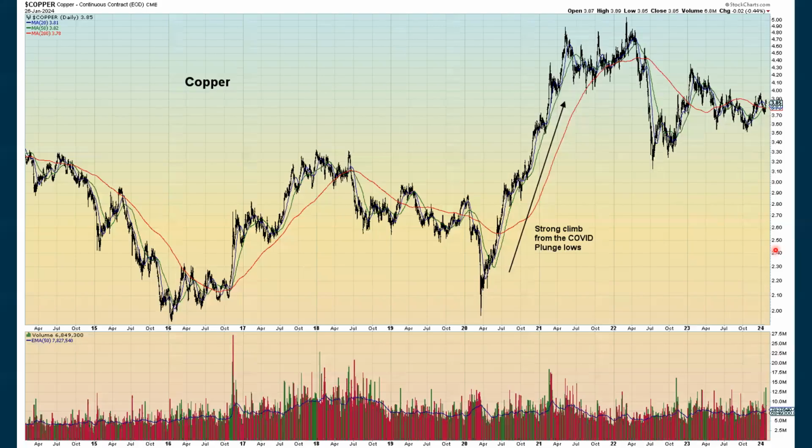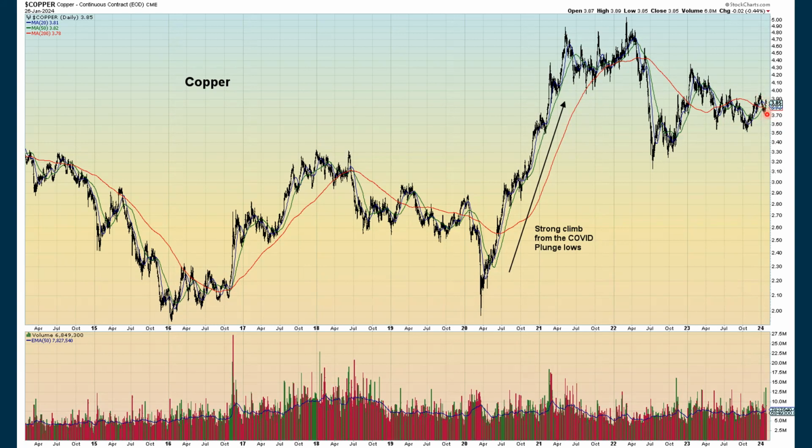And copper, which is a barometer of the economy, typically when copper's going up, that means that we're looking a little bit better as far as the economy is concerned. When it's going down, that suggests economic weakness. We are in an uptrend here, but copper's been really choppy lately.